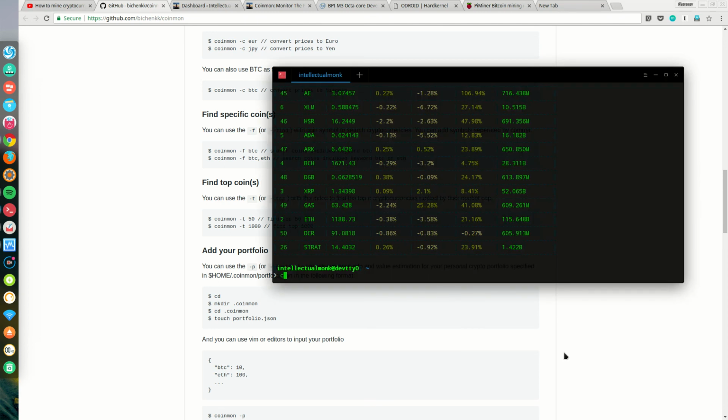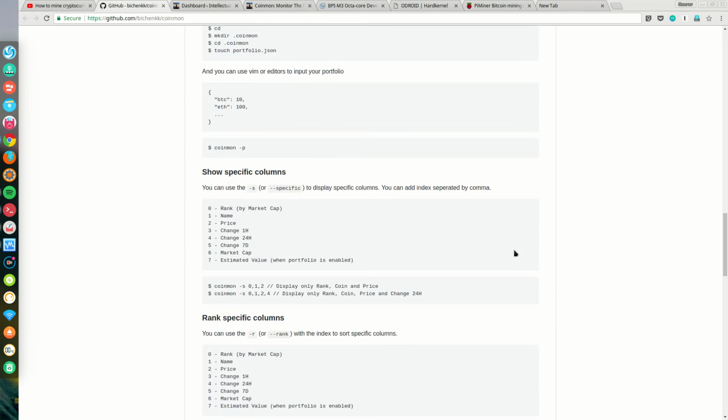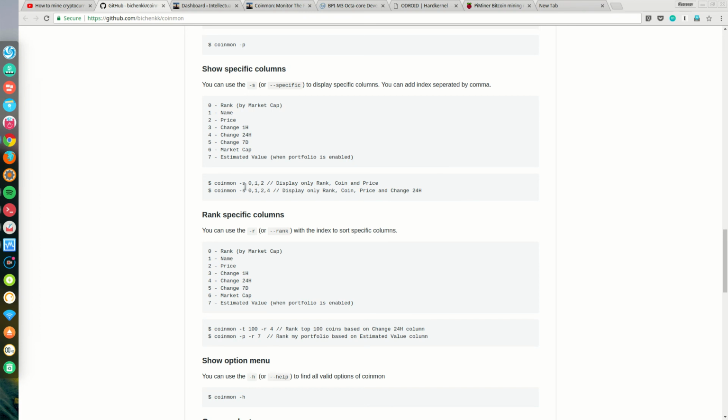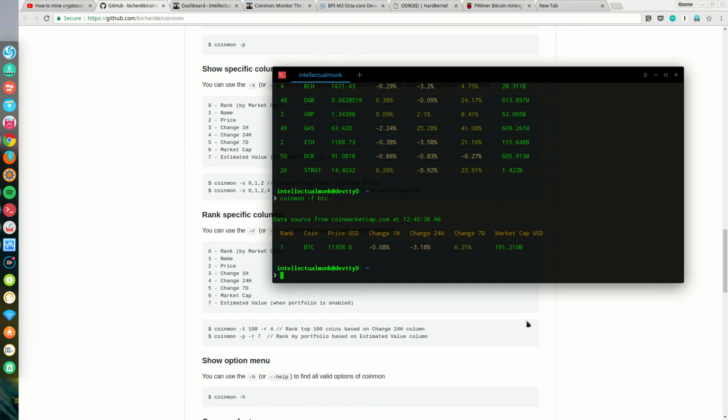And Coinmon minus FBTC. Okay, so here instead of C it should be S, so that was my mistake. So Coinmon minus S 0 1 2.